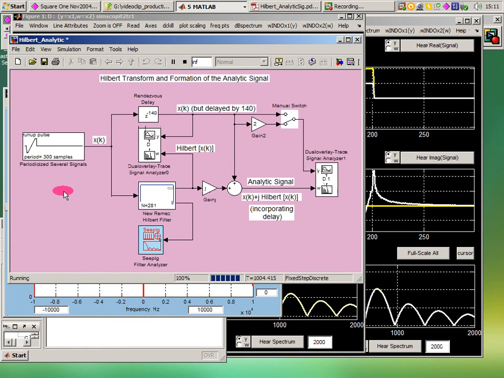We're looking here at a Simulink model. In fact, it uses the DSP speedster tool, and there's a pulse generator coming in here periodically every 300 samples with that shape, and it's being piped down here. We're calling it X of K, and it hits this Hilbert transform filter.